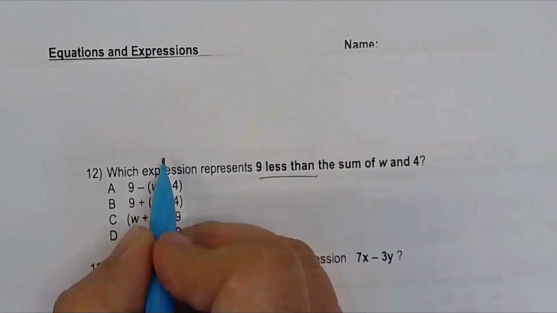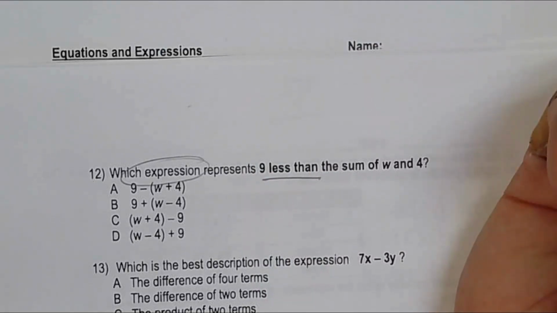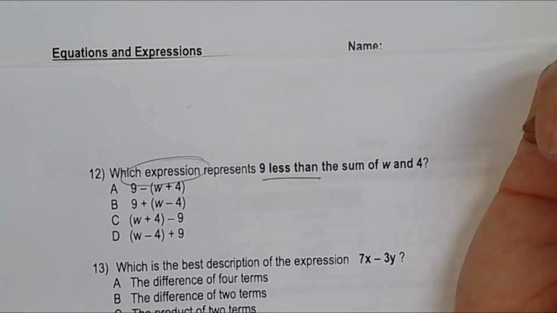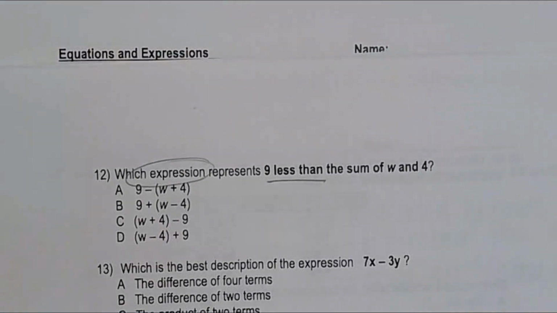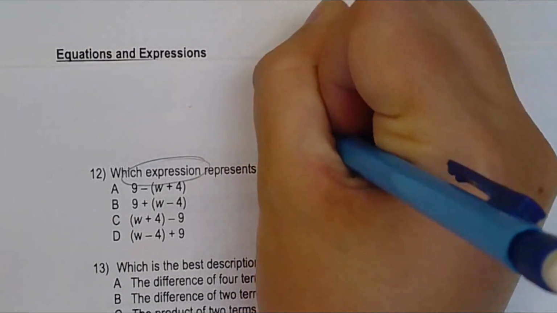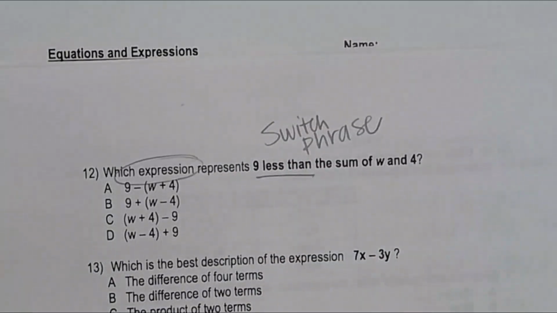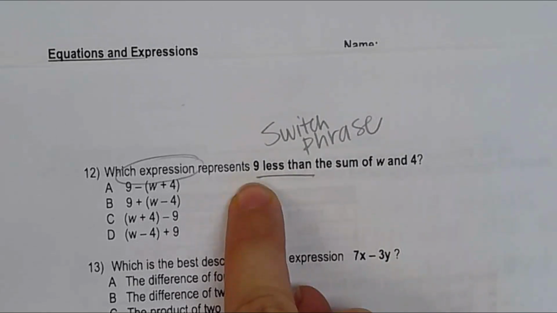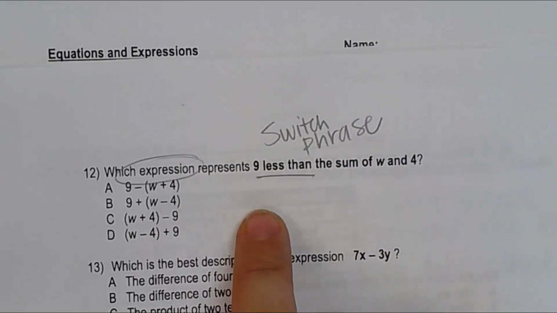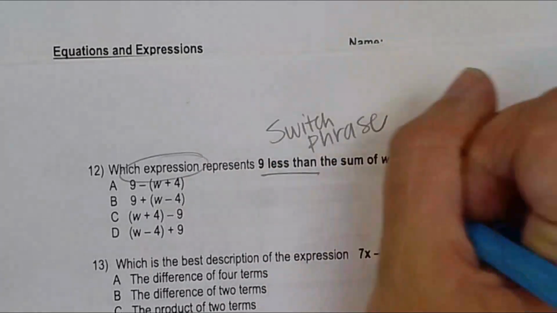Okay. My next one, if you do not know, when it's asking for an expression, this keyword is not a less than symbol. It's in an expression. It's not an inequality statement. And when it's asking for that expression, this is a switch phrase. Which one? It has 9 less than, 9 minus in the beginning. Do I put 9 minus in the beginning? No, I put it at the end.